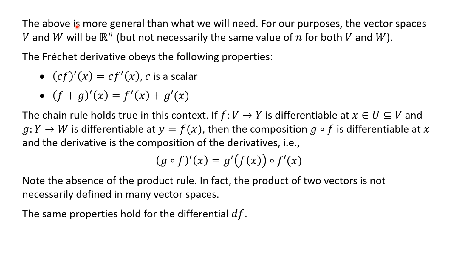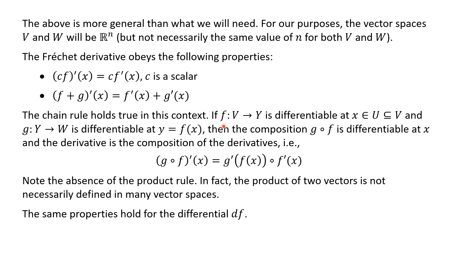The theorem we had on the previous slide is more general than we need. For our purposes, the vector spaces V and W can be Rn, although the n doesn't need to be the same for both V and W. Fréchet differentiable functions follow these three properties here. The derivative of a scalar times the function is the scalar times the derivative of the function. Then the derivative of the sum is the sum of the derivatives. And you can combine these two together and just take a derivative of a linear combination, and that would have the expected result. The chain rule holds true in this context, but we need some conditions.